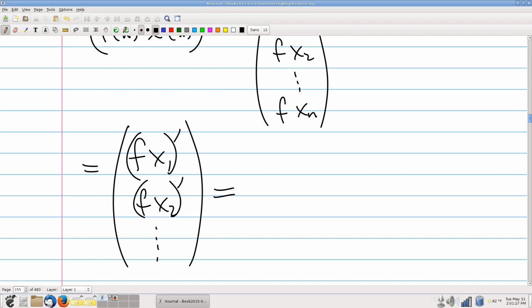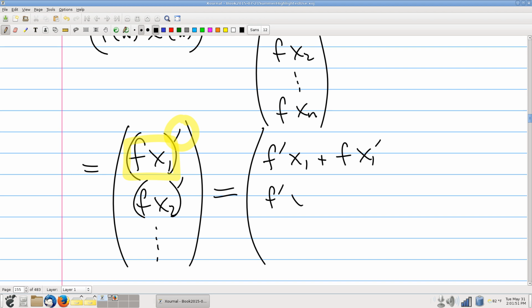Okay. All right, and now here's where we use the single variable product rule, because what you'll notice here is that we have, in fact, a derivative of a product of single variable functions. And so here we get to just write down explicitly that I have f' x1 plus f x1'. And then for the next one, f' x2 plus f x2', and then etc. Everybody good so far?